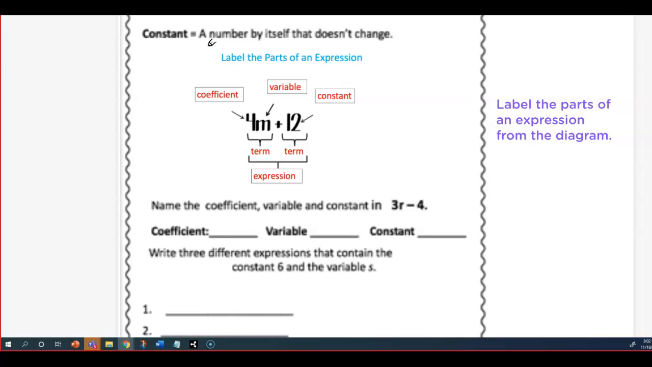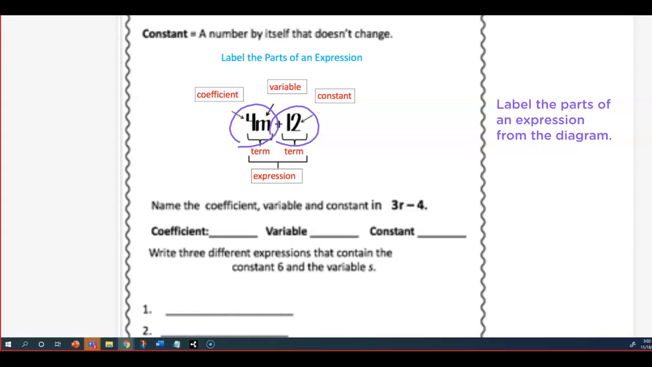Okay, so when we have a mathematical phrase, it can be made out of numbers and operations. It's called an expression. Expressions do not have equal signs. If it has an equal sign, it's called an equation. That's the difference. Equations are balanced: one side is equal to the other side. Expressions are not. It's just like a little mathematical phrase. Okay? Each part is called a term.